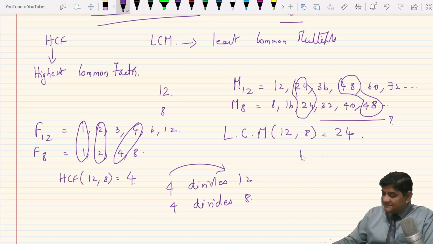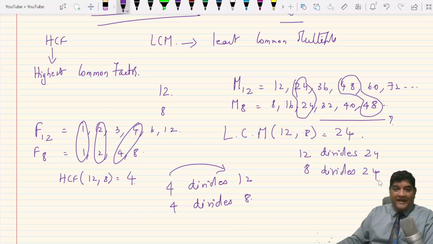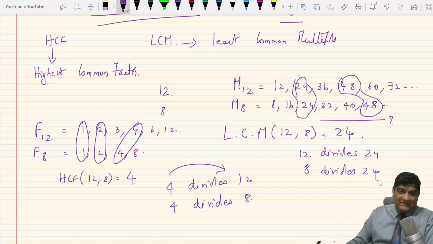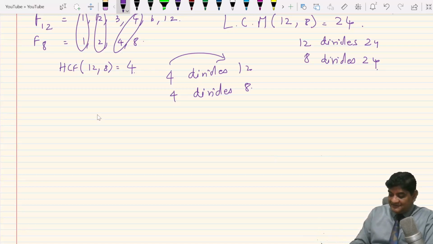So in this case, it's 12 that divides 24 and it's 8 that divides 24. So it's the other way around. And the LCM is always higher than the numbers given. HCF is lower than the numbers that have been given to us. Another formula you can remember of this chapter is this: the LCM into HCF is always going to be equal to A into B.